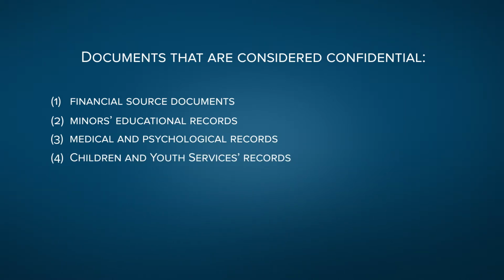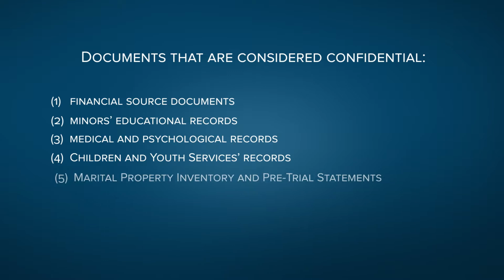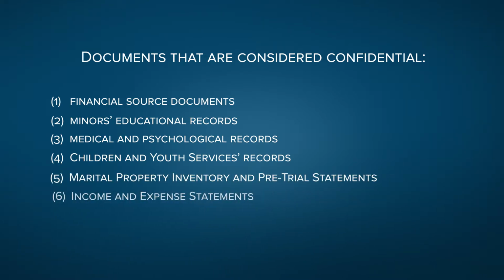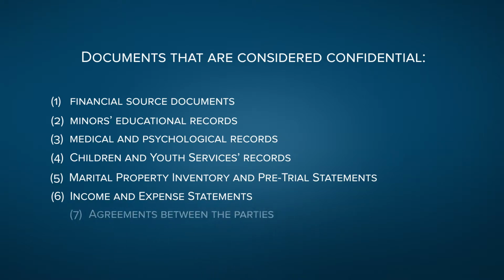And related to family court actions, there are 3 types of documents that are included: marital property inventory and pretrial statements, income and expense statements, agreements between the parties. These specific documents contain significant amounts of sensitive information, and the only practical solution for safeguarding that information is to make the entire document confidential and not accessible to the public.